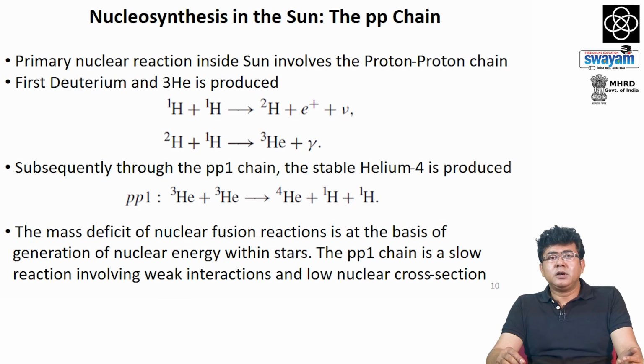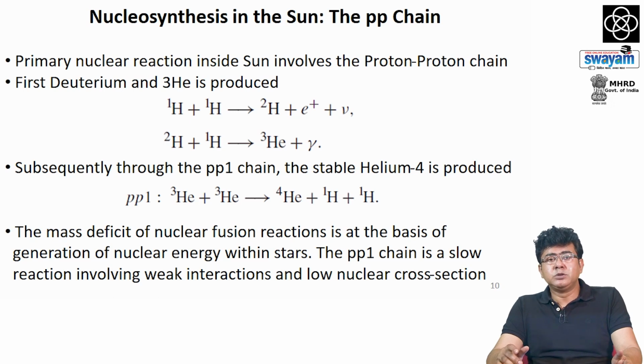So, first deuterium is produced by combining two hydrogen, and subsequently from there, in the next step in the pp chain, helium-4 is produced. The mass deficit at the end of all of the steps of reactions is what is converted to energy, and this is what drives the activity of a sun-like star. And this reaction is in fact prevalent in solar-like stars.